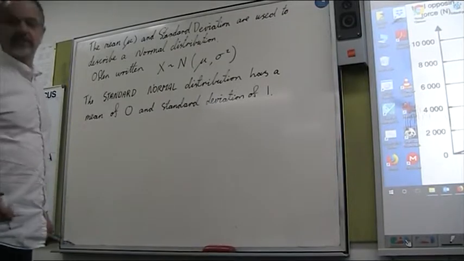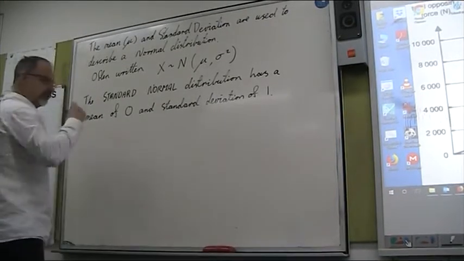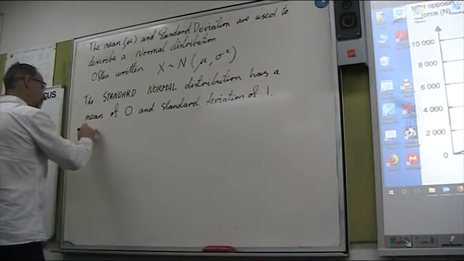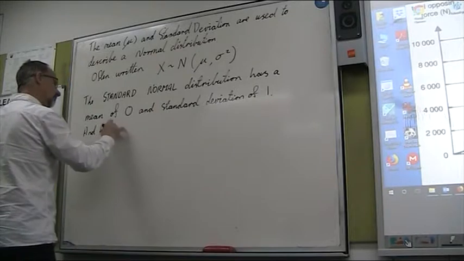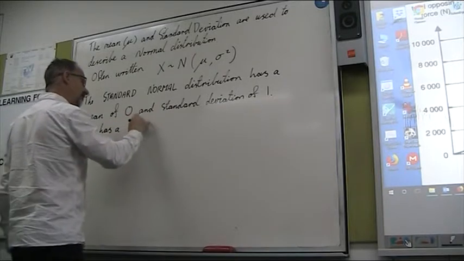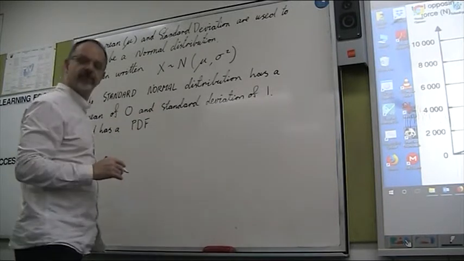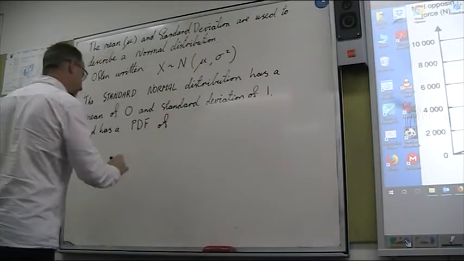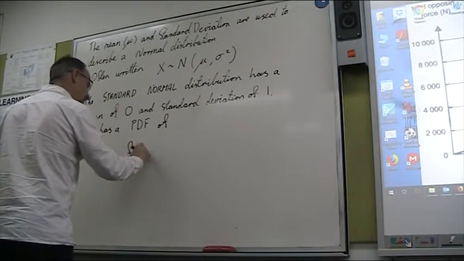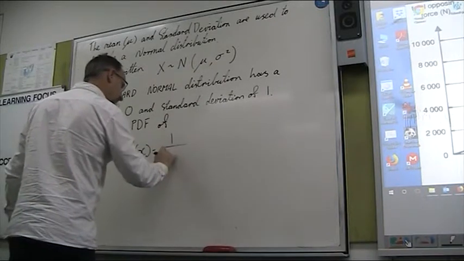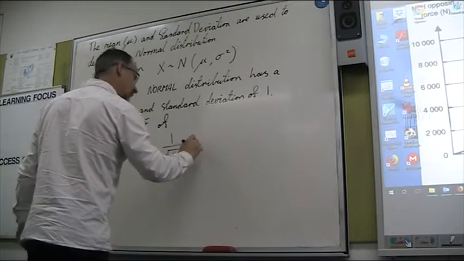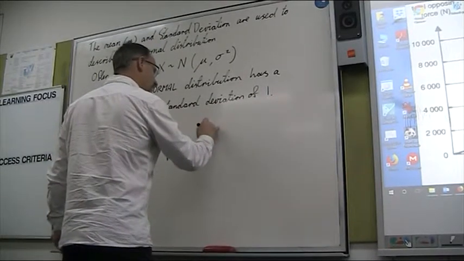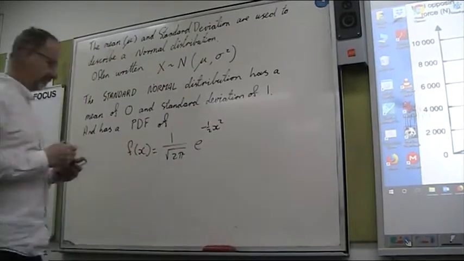Alright, so we would have an equation or a probability density function. So PDF, probability density function, of, and this is the equation, f(x) equals 1 over root 2 pi, e to the power of negative a half x squared.